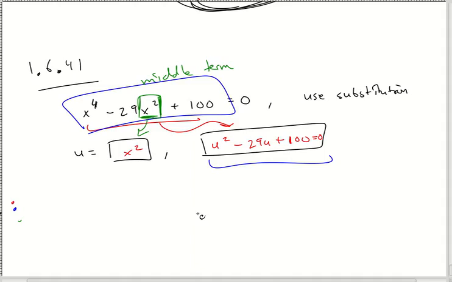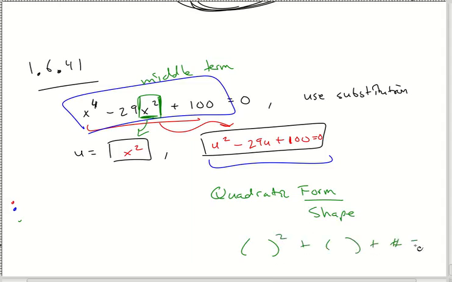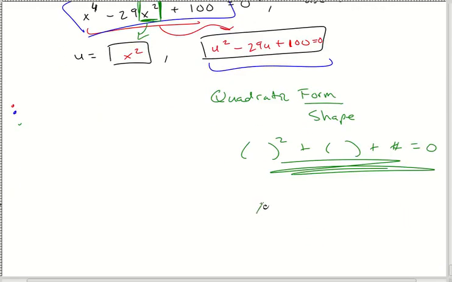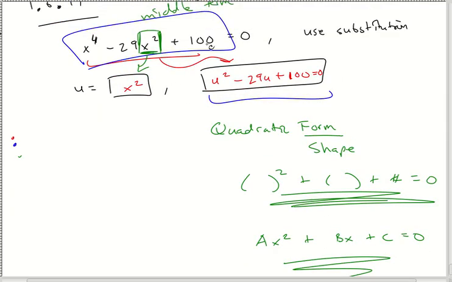And this is because this is a quadratic form. I'm going to actually write that out. Quadratic form. Now, normally I say quad form for formula. It's not form as in formula. It's just form. It's like shape. It's a quadratic shape. It's a blah squared plus a blah plus a number equals 0. It's an ax squared plus bx plus c equals 0. It's this particular shape.